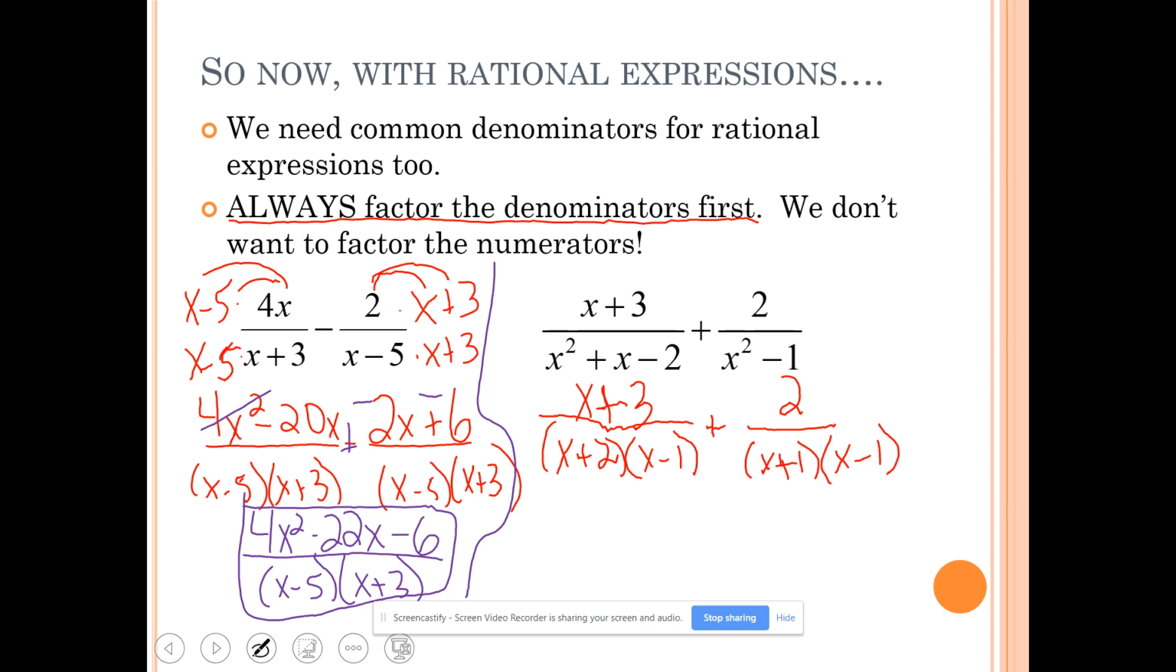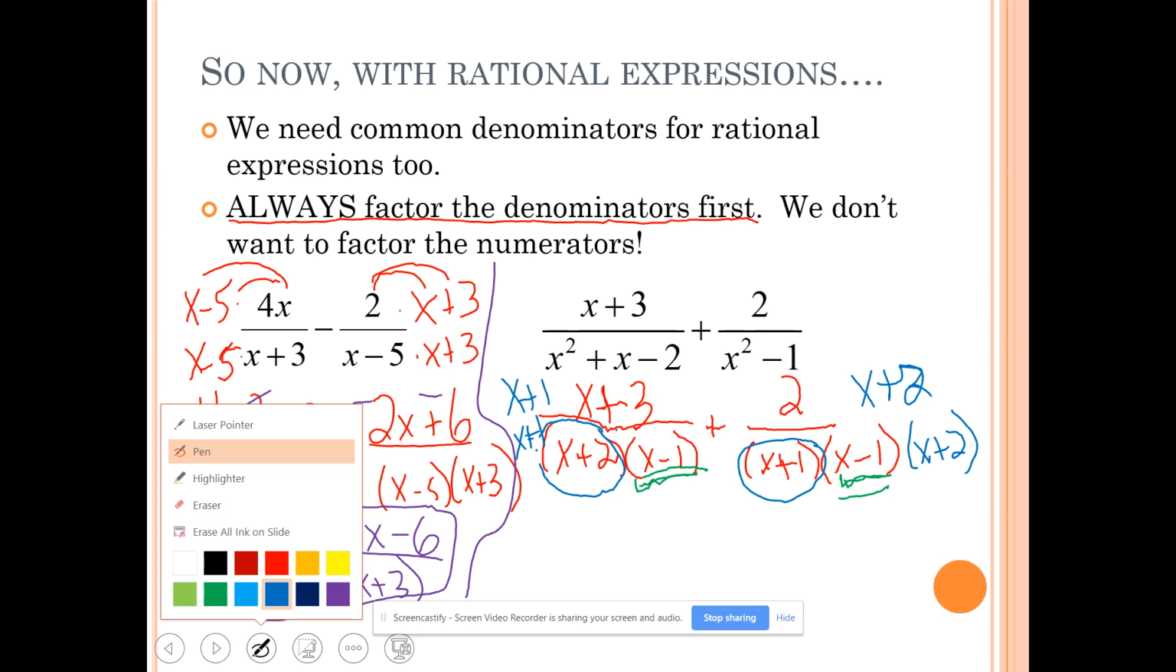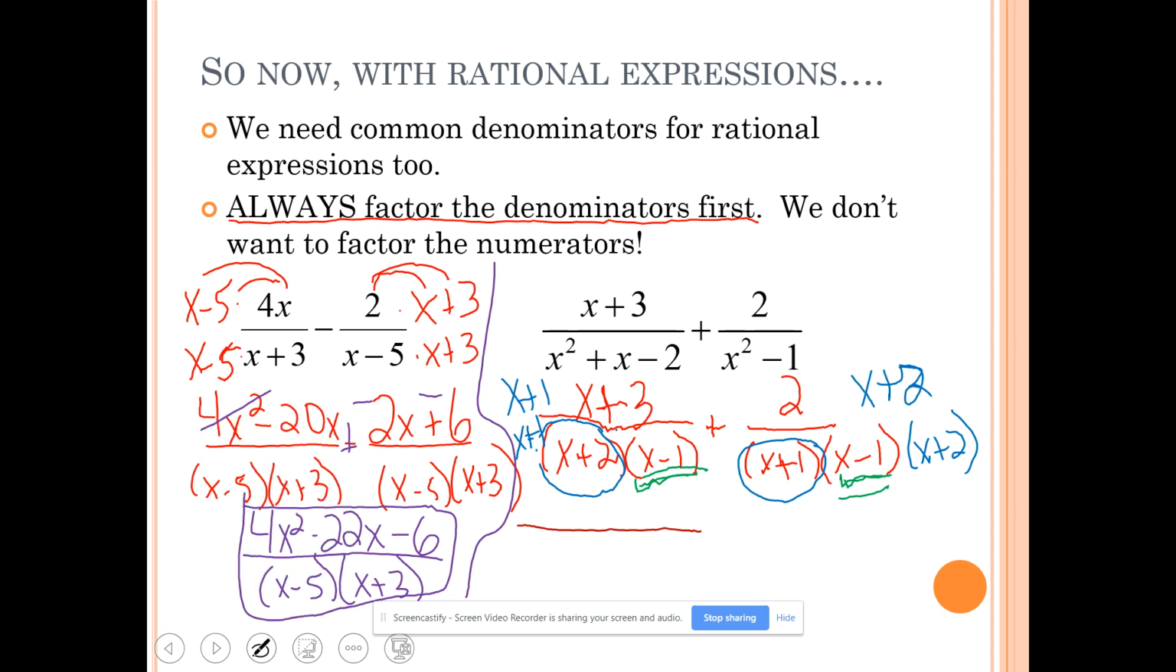So now I want to look at my denominators and see, is there anything that's common? And there is. They both have x minus 1. So I don't want to repeat the x minus 1s. So this x plus 1 is what's missing over here on the left. So I have to multiply the top and the bottom by x plus 1. And then the x plus 2 is what's missing on the right. So I'm going to multiply the top and the bottom on the right by x plus 2. So that gives us a denominator of x plus 1, x plus 2, and x minus 1 on both sides. And remember, the order that you write them in, because this is multiplying, will not matter.